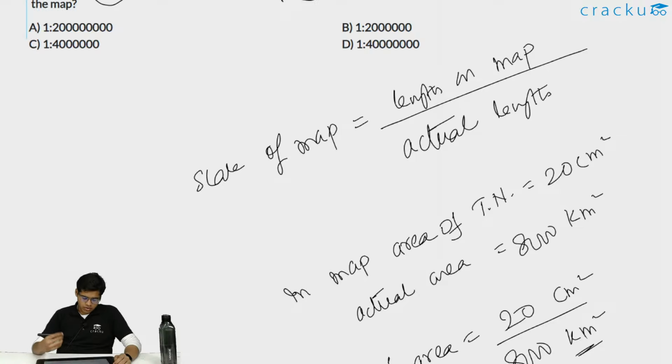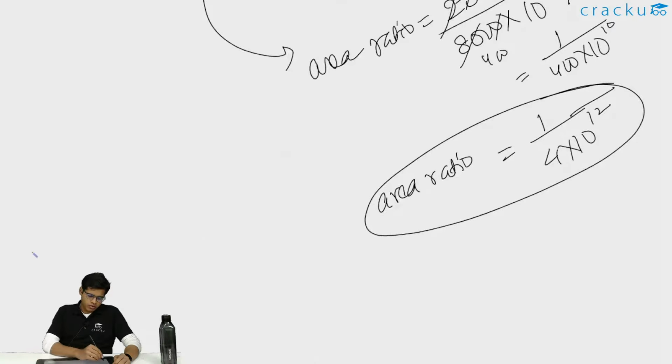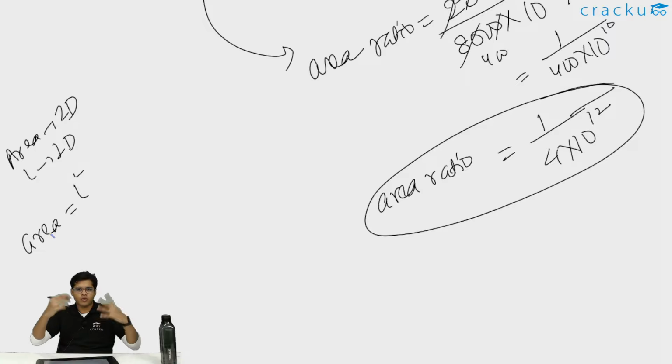Now it is given, we know that the scale is length ratio. Now guys, area, if you remember, area is what? Suppose if it's a square, area is length square. Means area is basically a 2D term, right? And length is a 1D term. The relation is basically area is proportional to the square of length, right? Whether it be, for example, a circle, here r is the radius, area is pi r square. So square of that term, right? L is the length, area is L square, right? So area ratio is 1 by 4 into 10 to the power 12. Now area varies in square of the length.